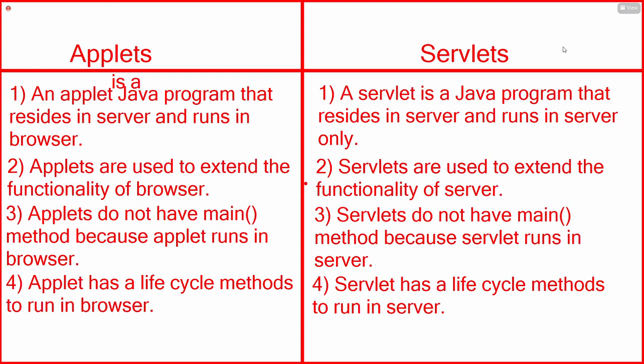See, in an applet program, the main method will not be there. If you write it also, it is not executed because applet runs in browser and browser doesn't know main method. Servlet program also, the main method will not be there. If you write it also, no use, because servlet runs in server and server doesn't know main method. For execution purpose, separate methods are there. Those methods are called lifecycle methods.